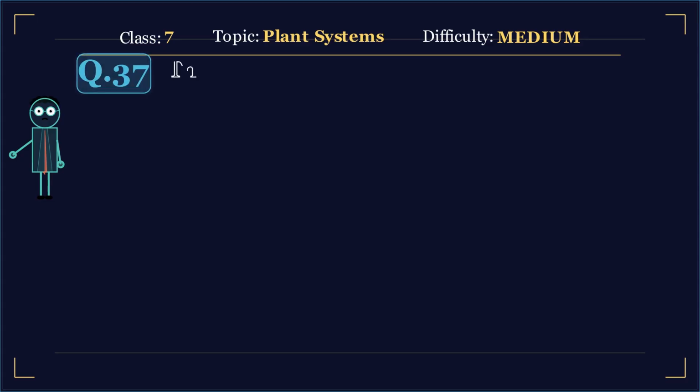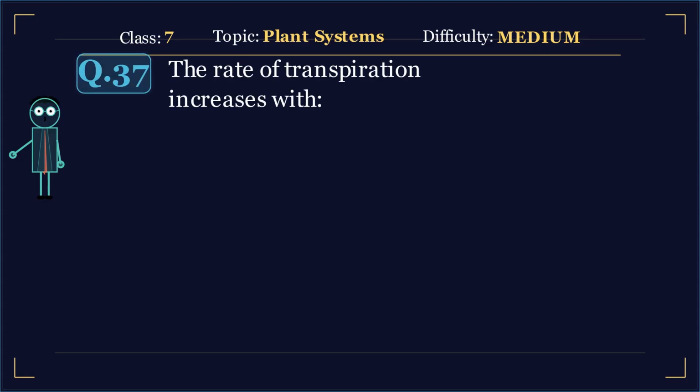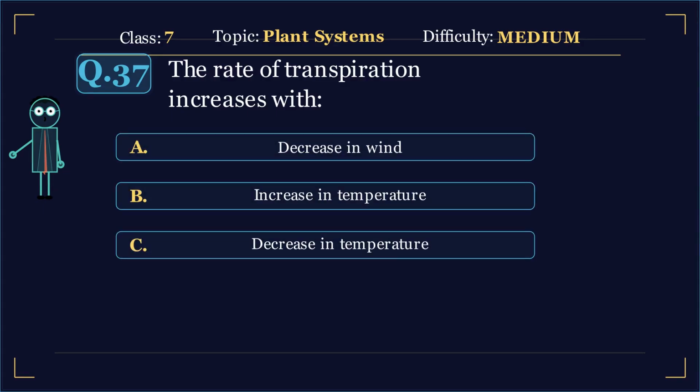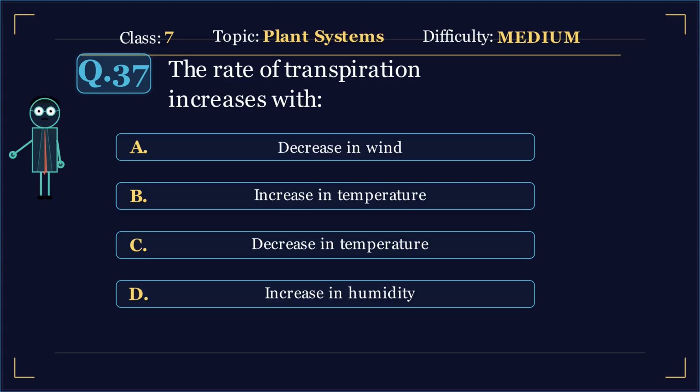Question 37. The rate of transpiration increases with. Option A, decrease in wind. Option B, increase in temperature. Option C, decrease in temperature. Option D, increase in humidity.